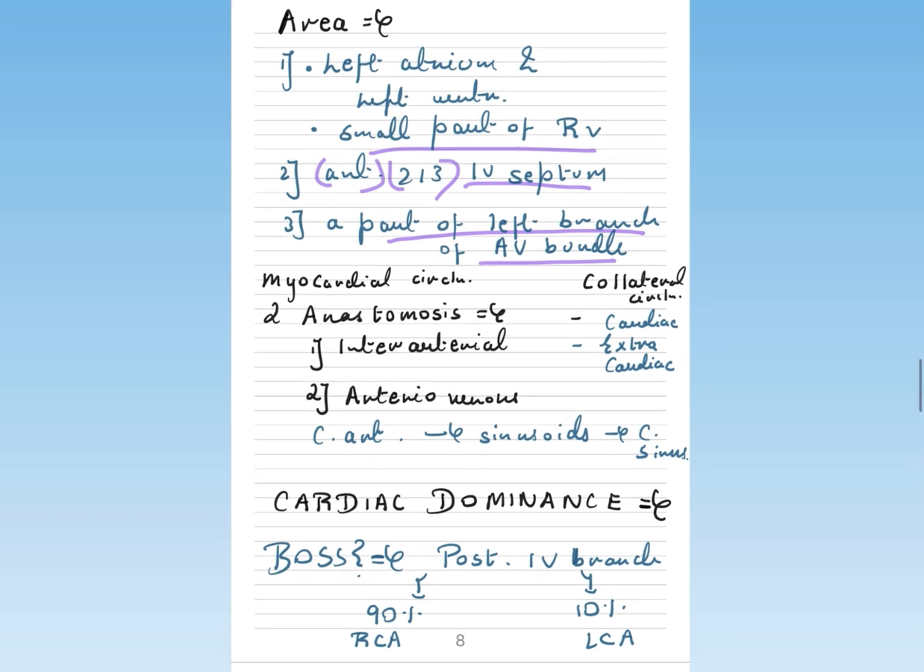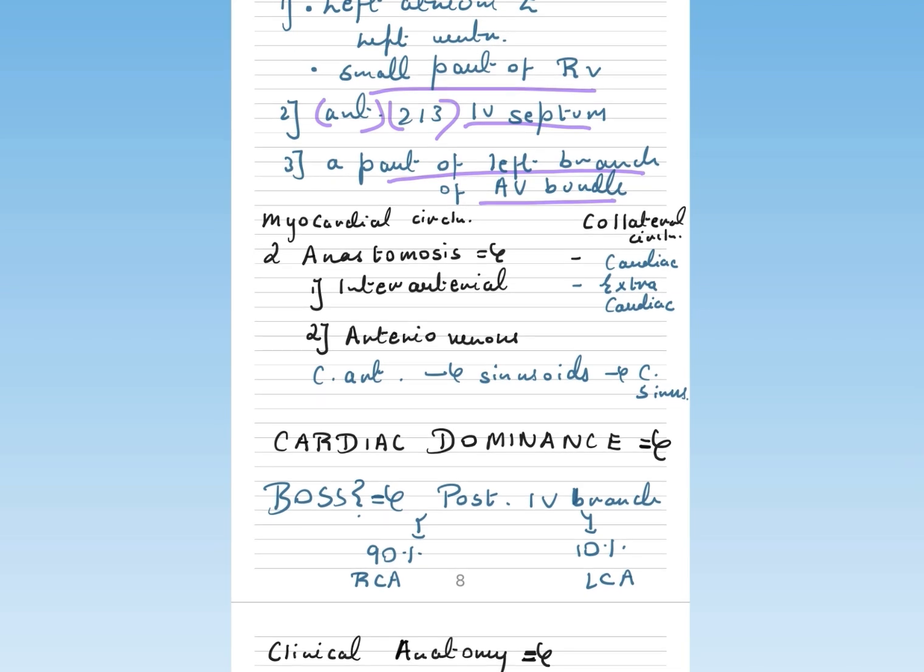So then the circulation in the heart, there can be two kinds of circulation. First of all is the myocardial circulation and the other is the collateral circulation. So myocardial circulation, that is within the heart.